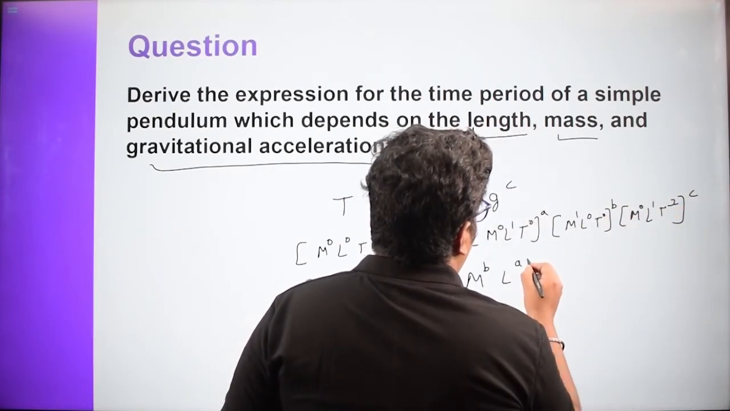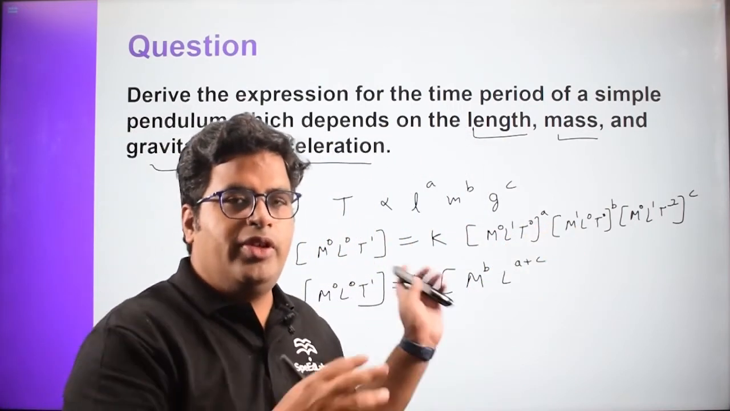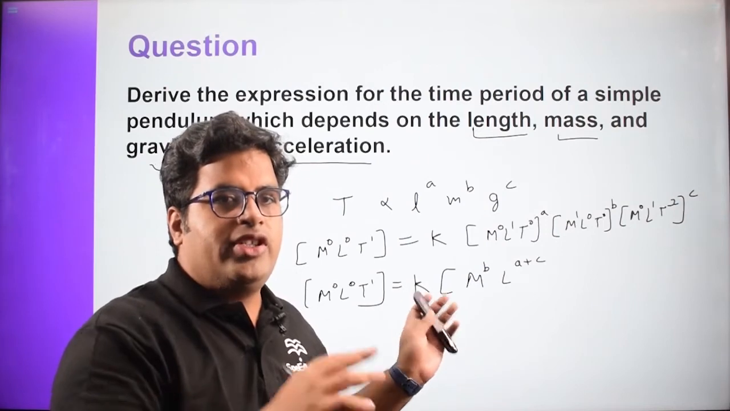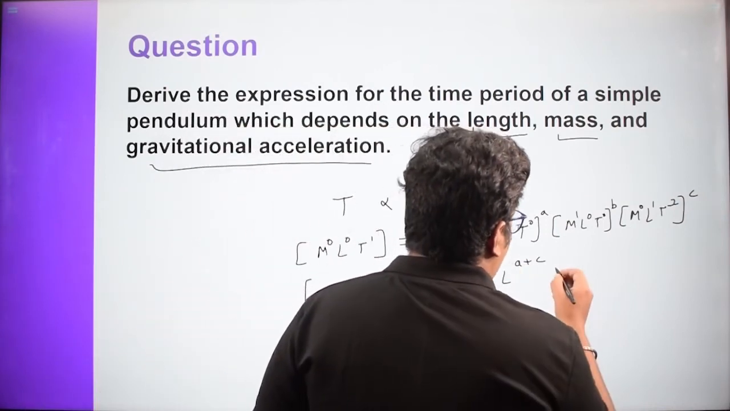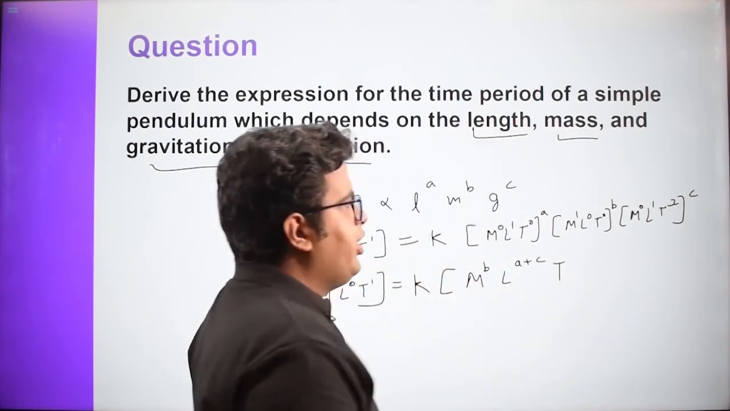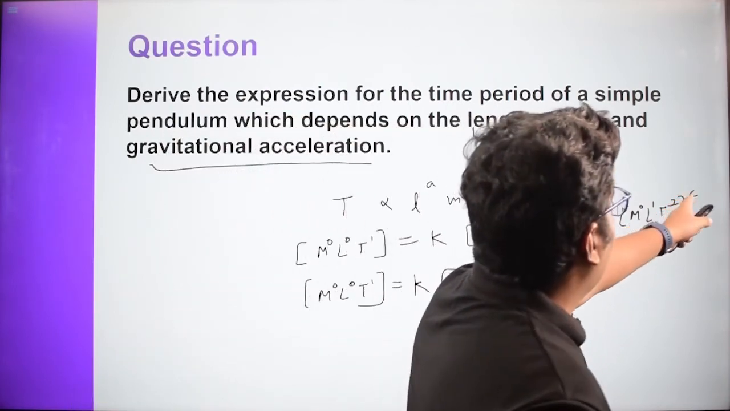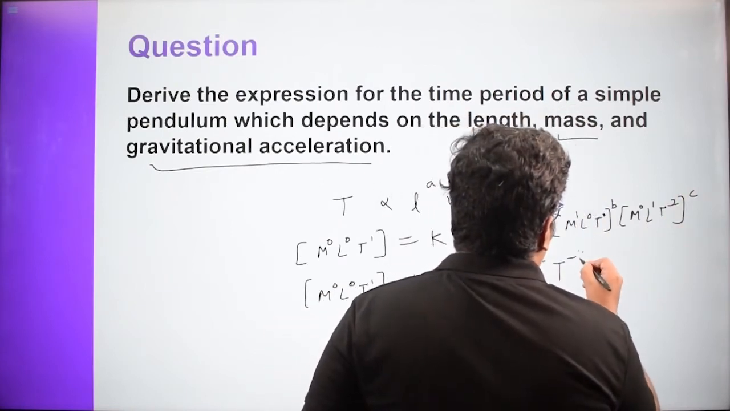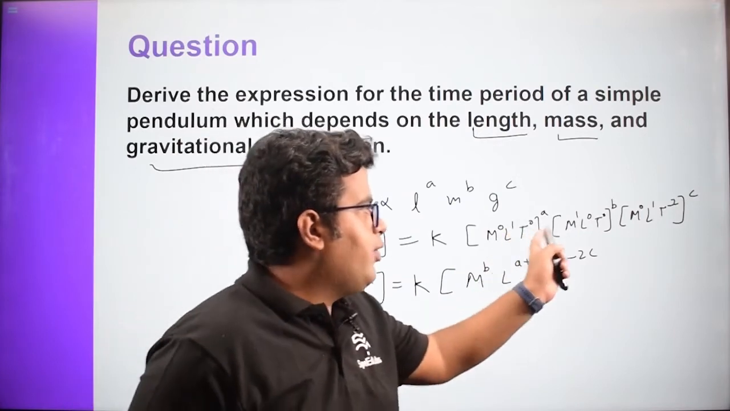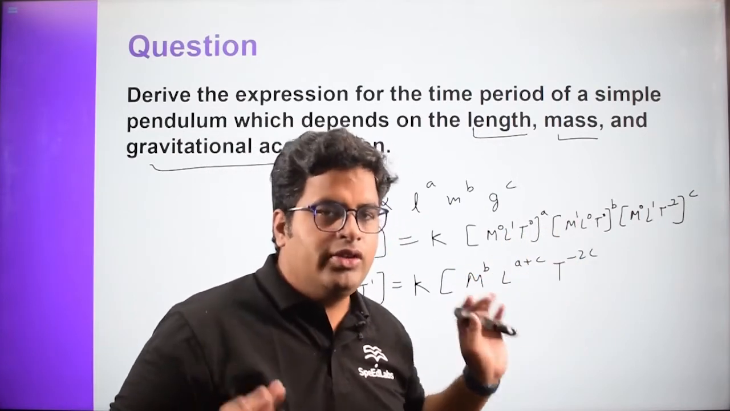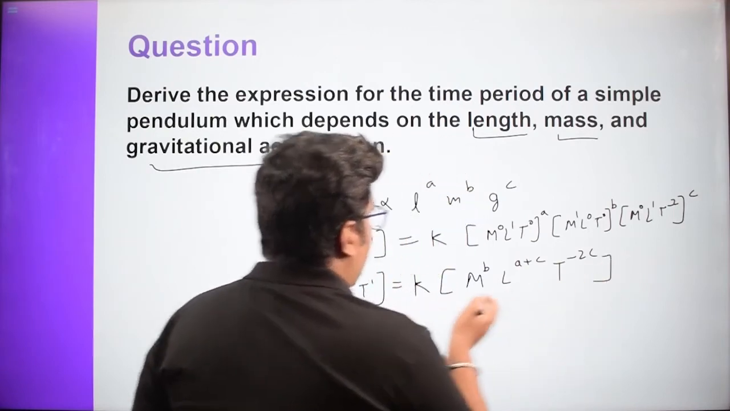So we'll have L to the power A plus C, because they are in multiplication, and we know that when the bases are same and they are in multiplication, the powers get added up, right? So we have written L to the power A plus C. Then when I talk about time period, this is going to be 0, this will also be 0, and from here we'll have minus 2C, because this is minus 2 multiplied by C, which is minus 2C. From these terms we'll have T to the power 0, right? So that's the expression of the right hand side and the left hand side.